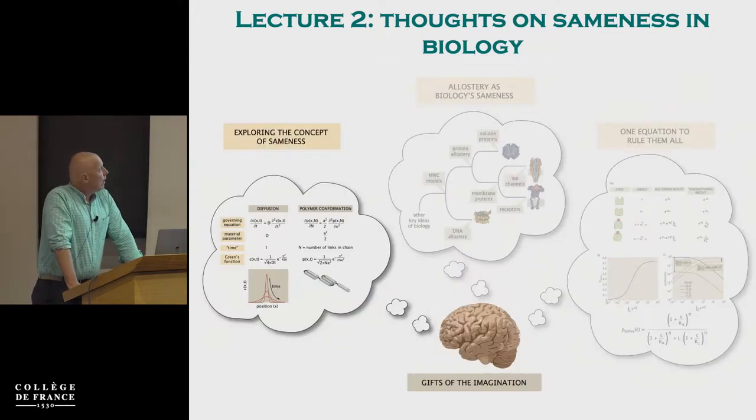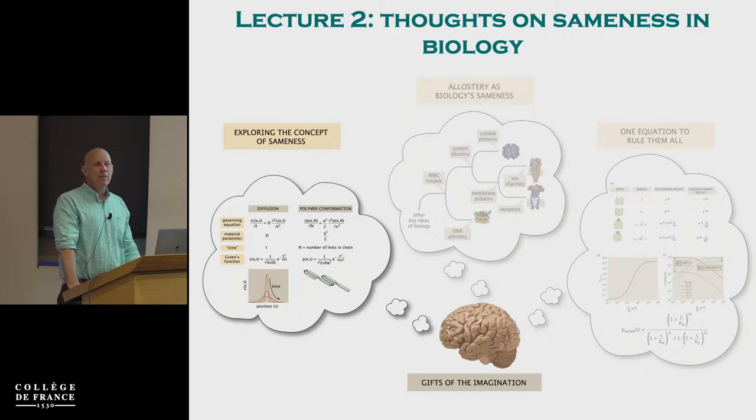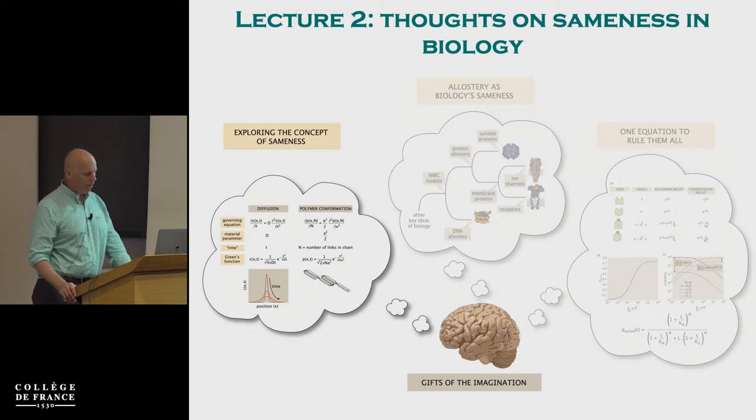So the outline of the talk goes something like this. I'm going to start by trying to explore what I even mean by this idea of sameness, and I hope that you'll find it interesting and be persuaded. The second part will focus on a very important idea of sameness in the context of biology, which is known as allostery, and I'll try to say in some detail what I mean by that. The final part of the talk will be about the use of mathematics to capture this idea of allostery using the principles of statistical mechanics. Again, I will try to make all of those ideas clear as I go along.